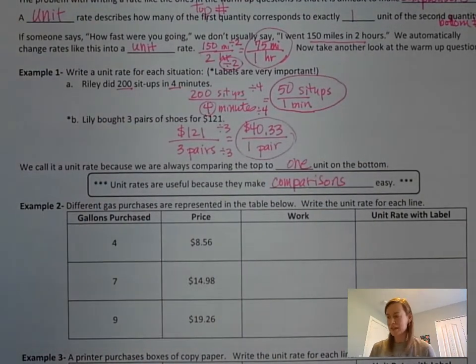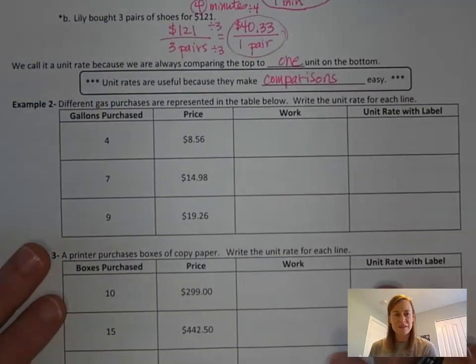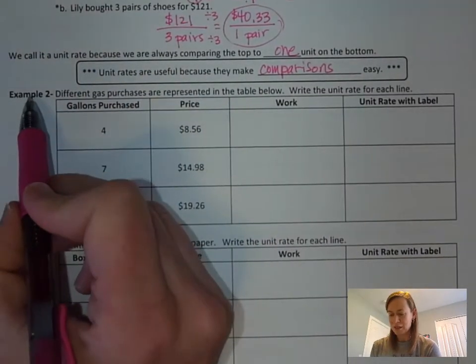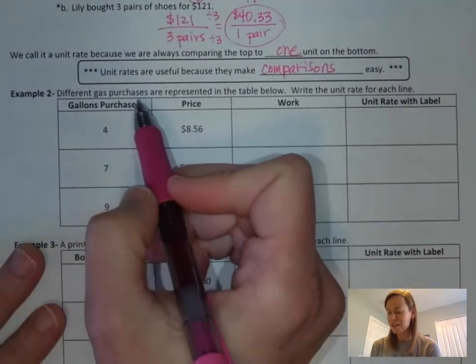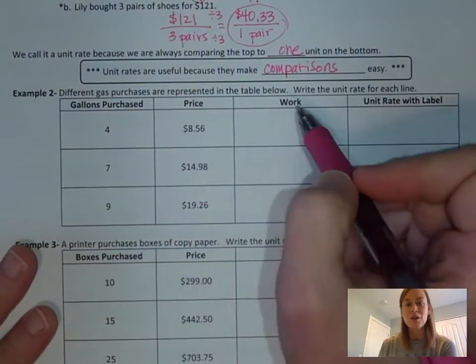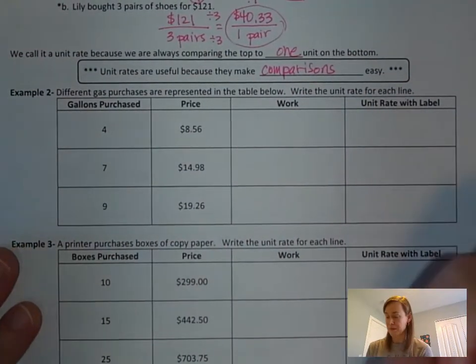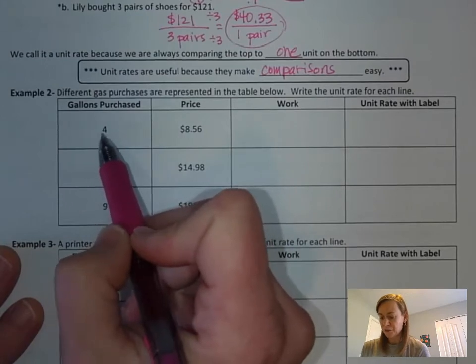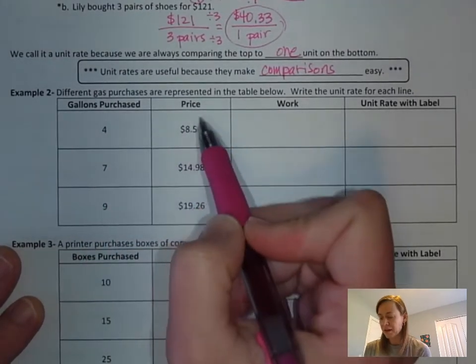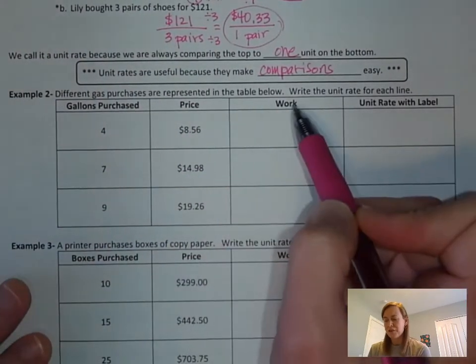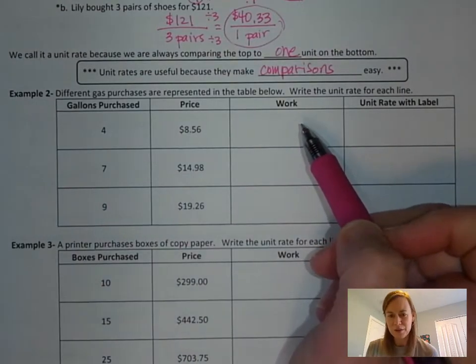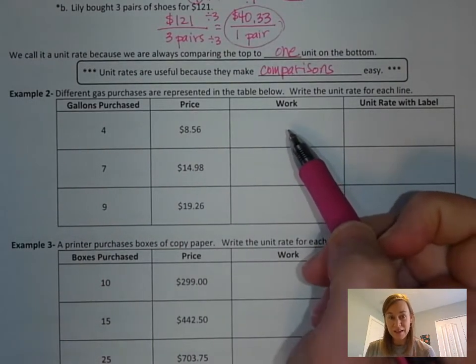Okay, let's do some samples here in these tables. Okay. Example 2. Different gas purchases are represented in the table below. Write the unit rate for each line. Okay, gallons purchased 4 here in this first line, and then for price we have this. For work, that just means place for you to write your work. That's all they mean for that.